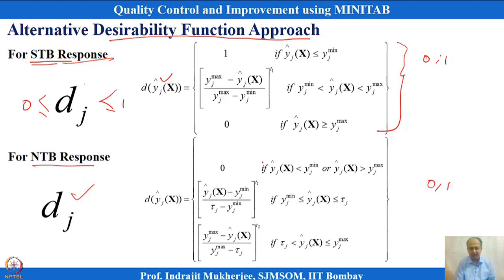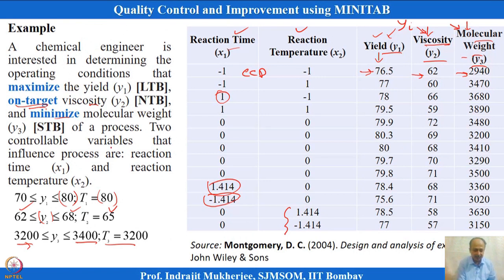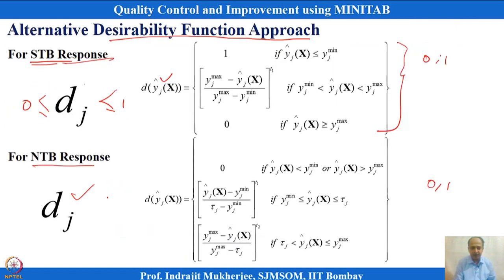Let me explain nominal-the-best. If the value of y falls outside the specification which is defined, y2 should be between 62 and 68. If the value is below 62, the minimum value, then the desirability value will be equal to 0. If the value is greater than the upper limit, the value will also be equal to 0. So if you are outside the specification, the desirability value will be 0. This is the target value, this is the upper specification limit, and this is the lower specification limit. If you do not hit the target and move away up to a certain point, there will be some desirability dj value, but if you are outside the specification, the dj value will be equal to 0.